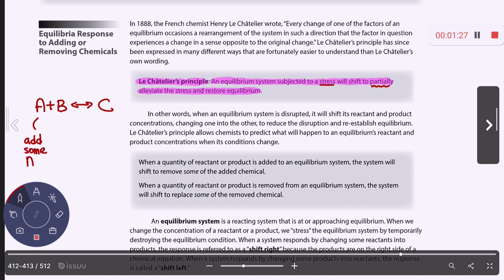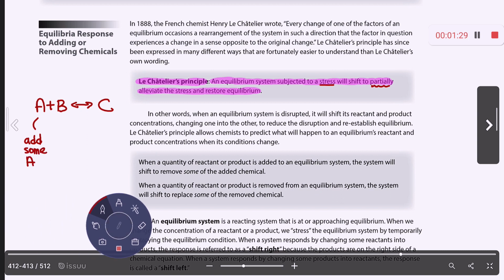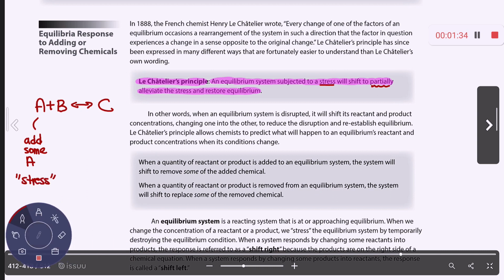Okay. So let's say we go ahead and stress out the system by adding some A to the system. So this would be an example of a stress. Anytime you add something, look at where it is in the reaction, and then you shift to the other side. So if A is on the reactant side, then I would have to shift to the product side. Does that make sense? So we're going to shift to the right.